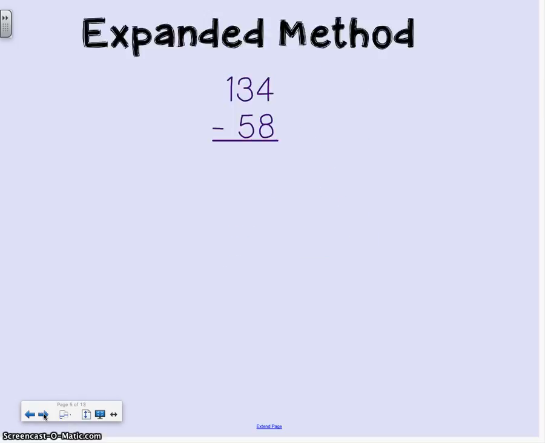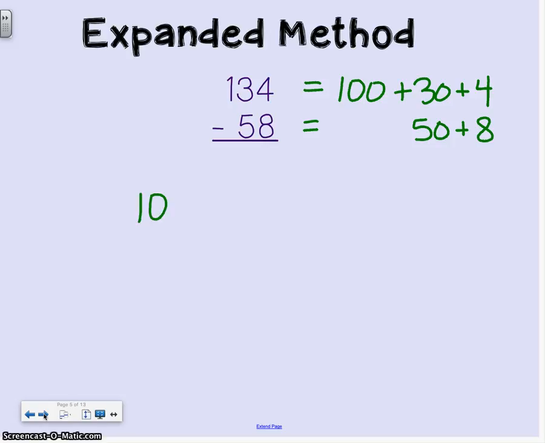Now we have the expanded method. So, third graders, the expanded method connects to the expanded notation for writing. In order to write 134 in expanded notation, we need to write 100 plus 30 plus 4. 58 would be 50 plus 8. Okay, we separate the place values and expand the number. So, expanded method means that we're going to be adding together our expanded notations.